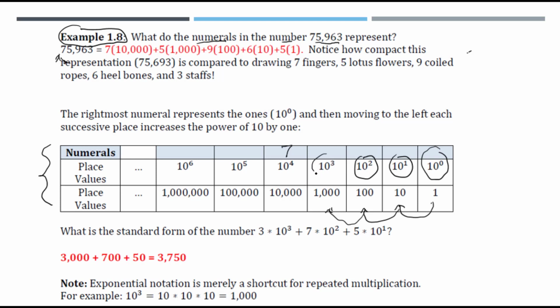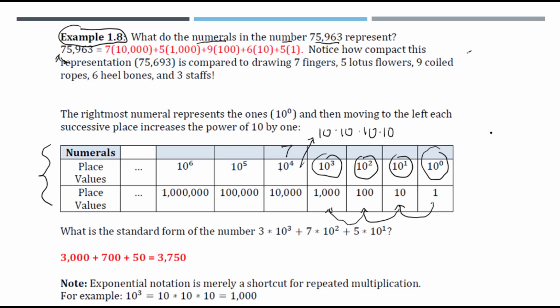These are just exponents. So 10 to the third is 1,000. 10 to the fourth is 10,000. This basically means 1 followed by 4 zeros. Or it also means 10 to the fourth is 10 times 10 times 10 times 10, right?